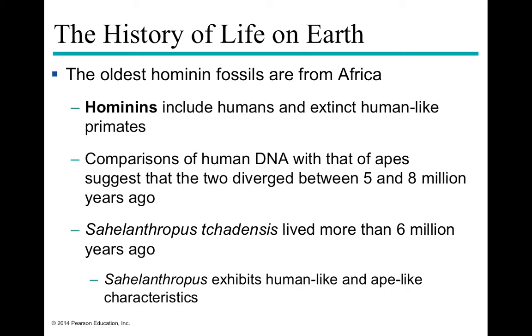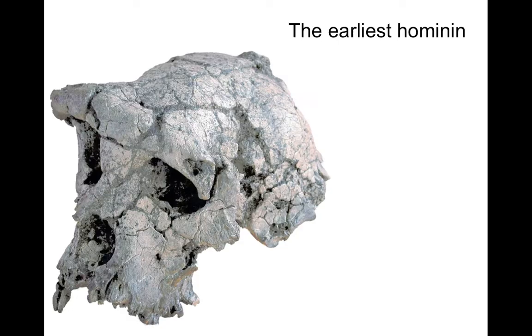So eventually we lead to hominids, and hominid fossils are originally found in Africa. And if you do a comparison of the human DNA with that of apes from this time frame, it suggests that the divergence occurred approximately 5 to 8 million years ago. And we have another intermediary, and I'm not even going to try to pronounce, that lived approximately 6 million years ago that exhibits human-like and ape-like characteristics. And this is a skull put together from fragments of a skull of the earliest hominin.